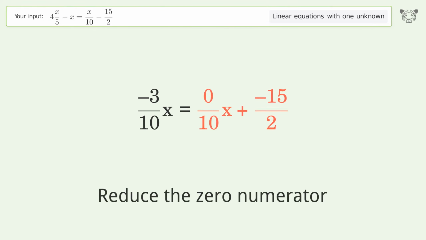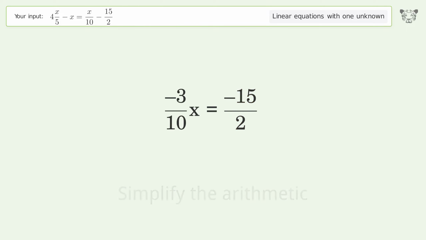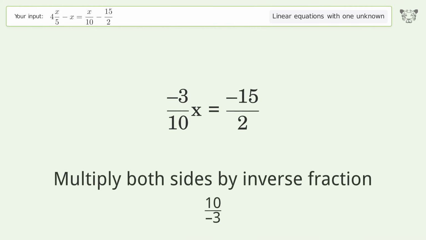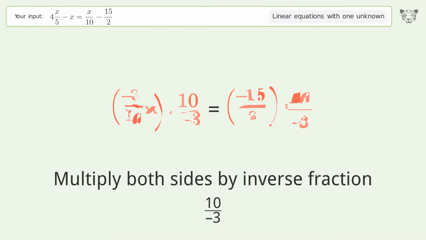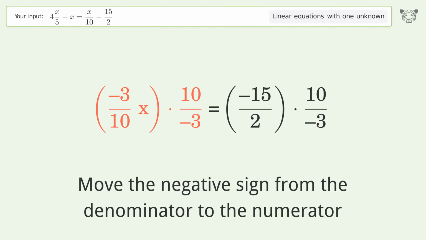Reduce the zero numerator. Simplify the arithmetic. Isolate the x. Multiply both sides by inverse fraction 10 over -3. Move the negative sign from the denominator to the numerator.